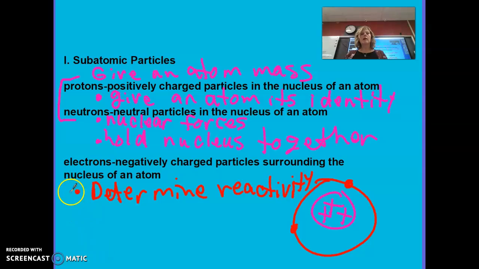The electrons then are all about reactivity. They have all the power in determining how reactive or how non-reactive and what things an element will react with. And that's about it.